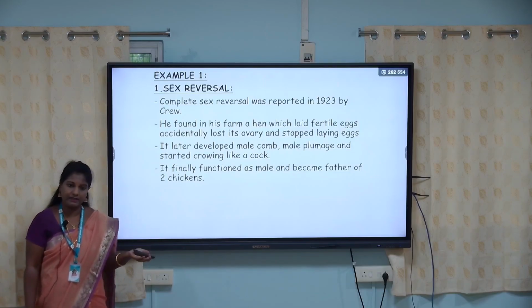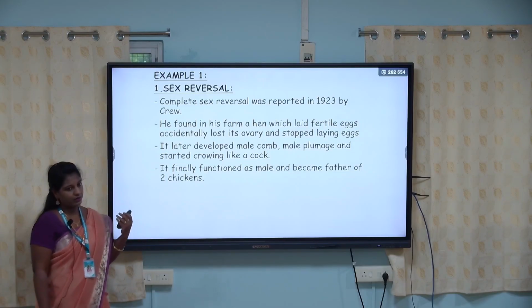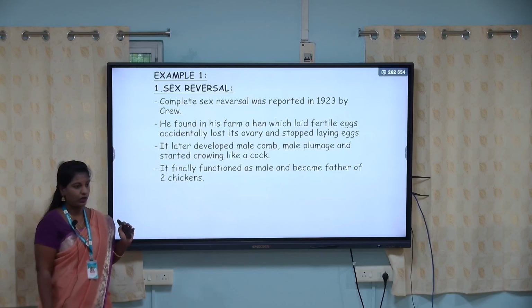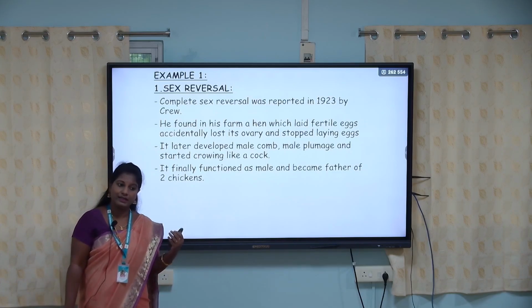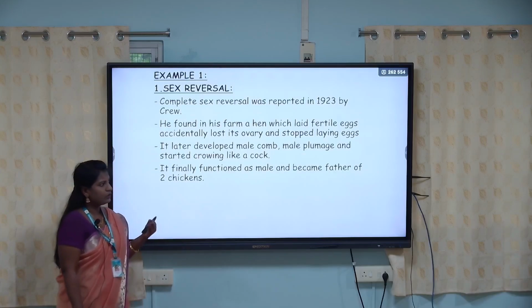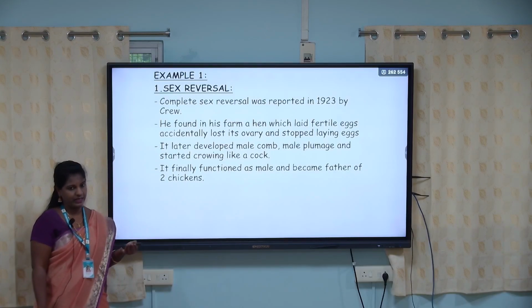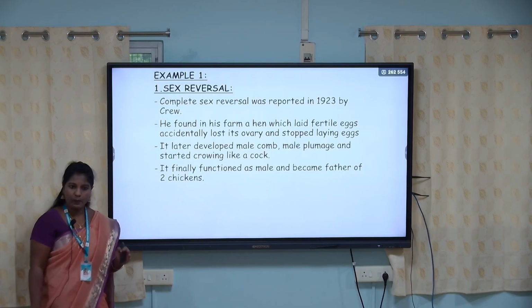In that farm he had a hen which was fertile and laid eggs normally. Suddenly he was astonished to find that the hen lost its ovary due to some improper reactions in its body, and it stopped laying eggs.